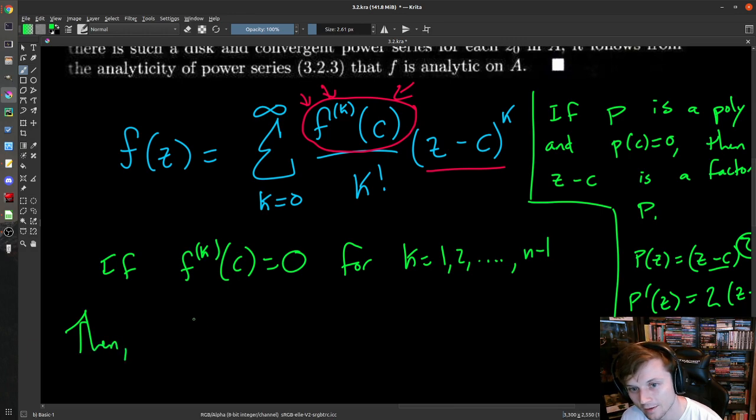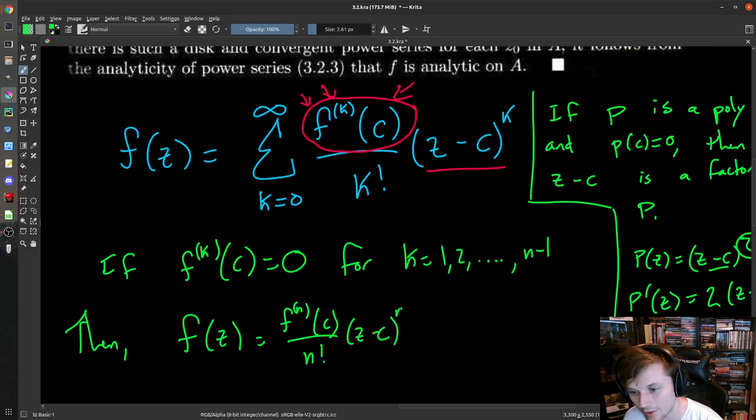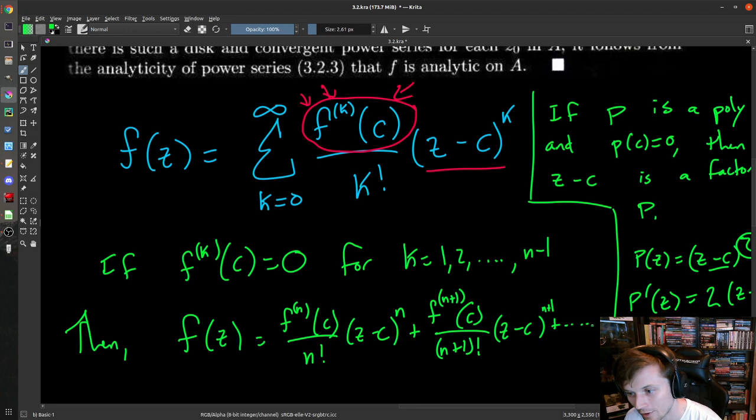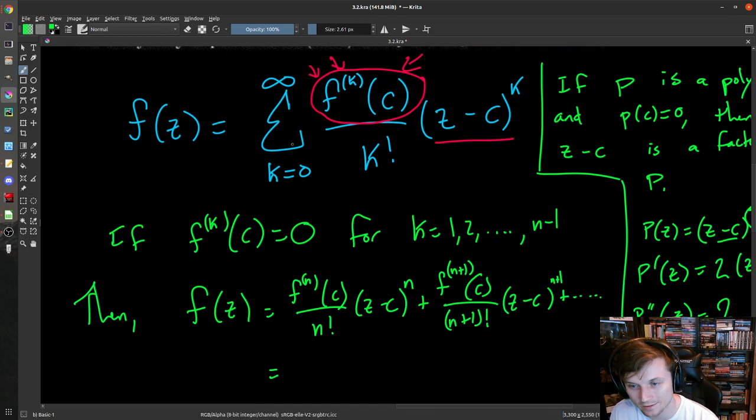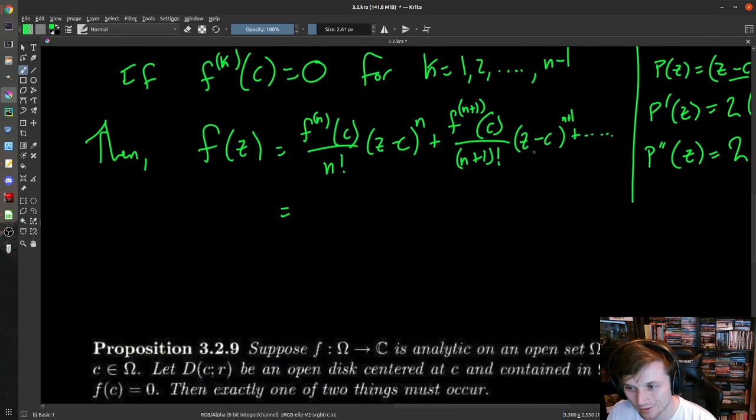then f of z equals the nth derivative at c over n factorial times z minus c to the n, plus the n plus 1th derivative at c over n plus 1 factorial times z minus c to the n plus 1, and so on, forever and ever, if you accept me writing this sum with the dot dot dots.